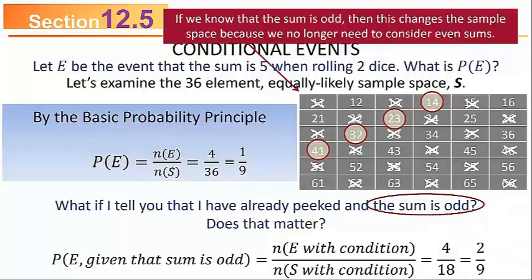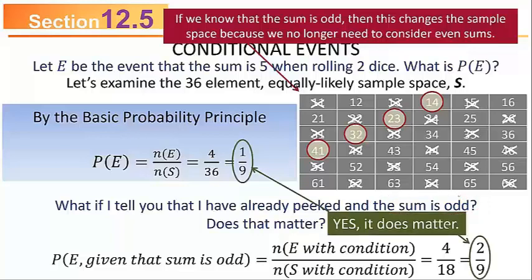So instead of the probability of the sum being 5 being 1/9, now the probability that the sum is 5 with that additional knowledge, that knowledge being that the sum was odd, has doubled to 2/9. Yes, it does matter, or at least it can matter. You can see here the probability doubled. Knowing that information doubled the probability.